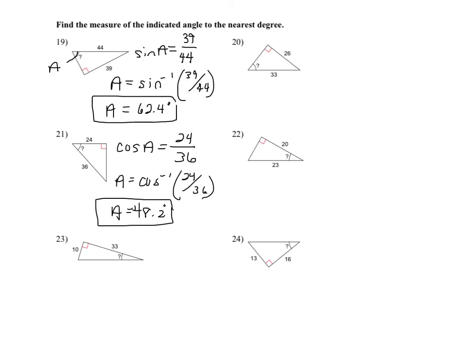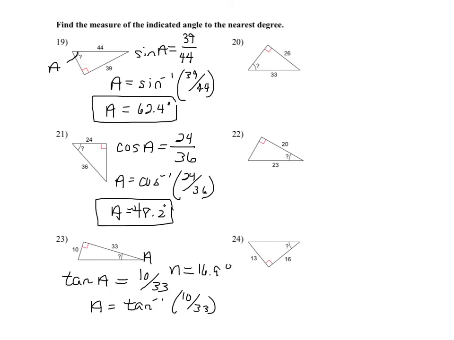And then finally we'll do problem 23. Here we're looking for this angle. We know what's opposite us. We know what's adjacent to us. Opposite, adjacent means use tangent. So the tangent of angle A, again I'll call this angle A, is equal to opposite over adjacent. So angle A is going to be the inverse tangent of 10 over 33. And when you solve on your calculator, the result is 16.9 degrees. And that's how you use SOHCAHTOA to find angles.